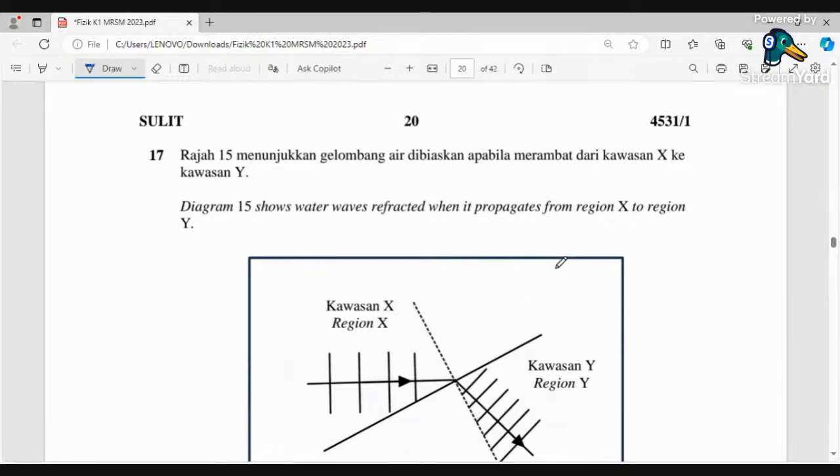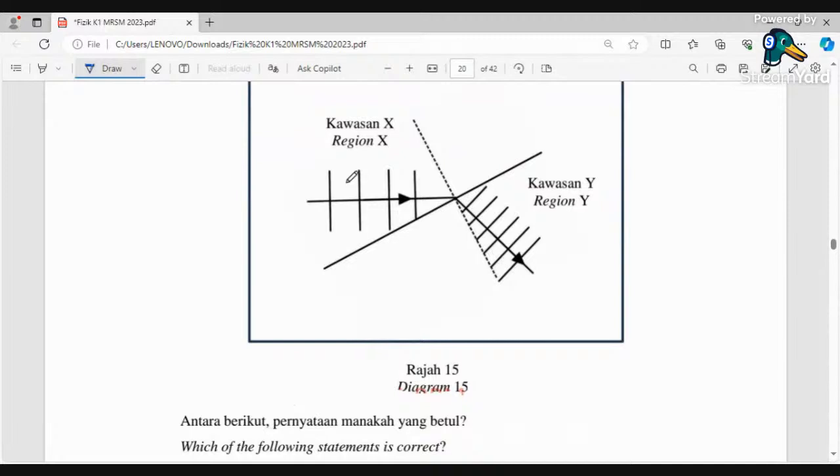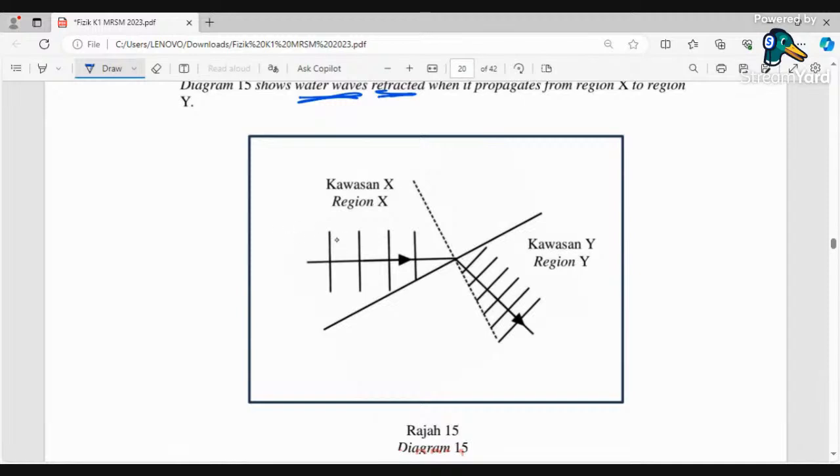Okay, number 17, water waves refracted. Region X, region Y. Which of the following statements is correct? Okay, you can see here the lambda. This is lambda X and this is lambda Y. So you can see the lambda X is longer than lambda Y. Okay, frequency for both regions is the same.